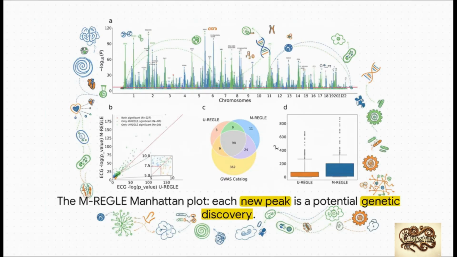This is a Manhattan plot, and it basically shows us all the genetic discoveries mREGLET made when it looked at 12 different heart readings, ECG leads, all at once. Every single one of those giant peaks shooting up past that red line, that's a potential new genetic discovery for heart health. By putting all the data together, it's finding stuff that was just impossible to see before.